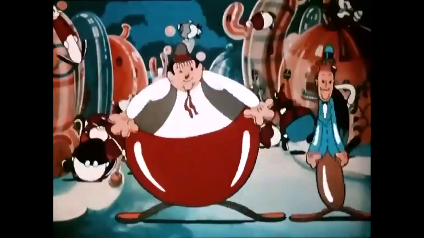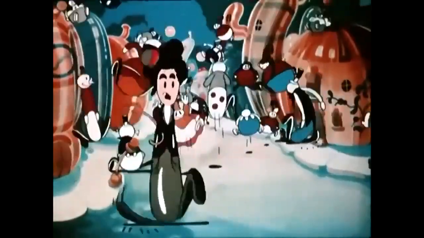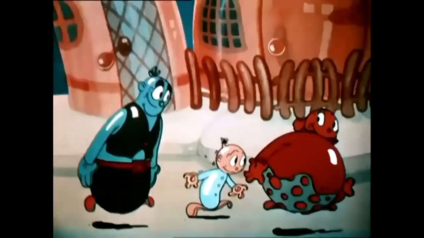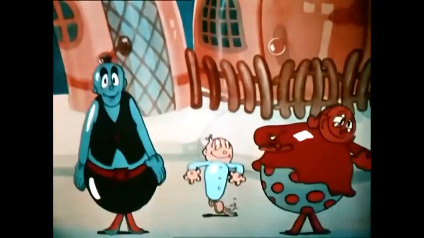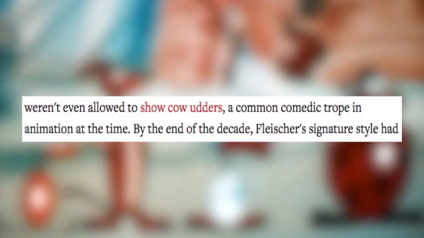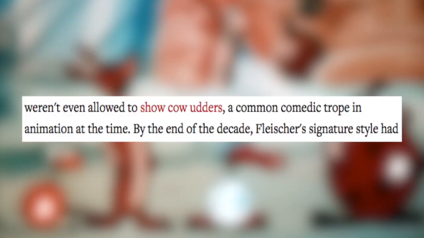Rubber hose animation was a popular animation style that drew characters without joints to save time, but gave their characters life, which made the animation style charming. The popularity of rubber hose animation decreased near the end of the 1930s, as there were much more constraining rules, such as cow udders could not be shown, and according to Glixel, showing cow udders was a common comedic trope in animation at the time.